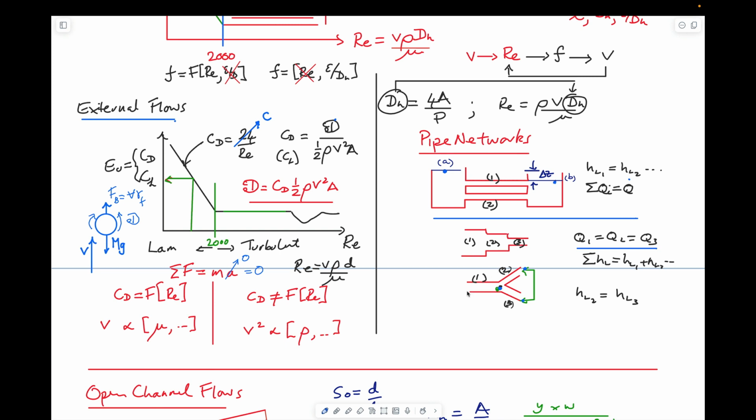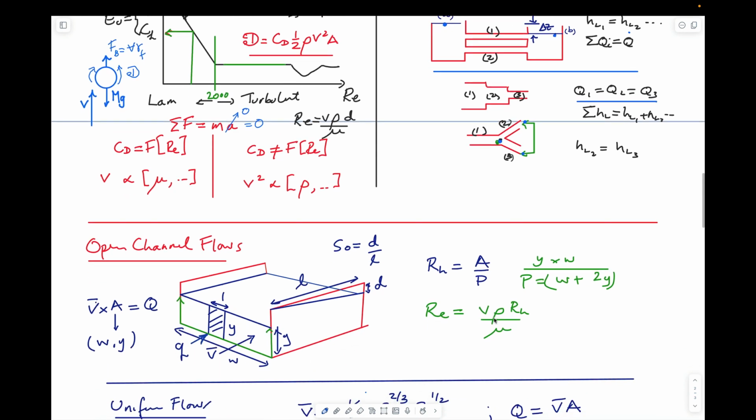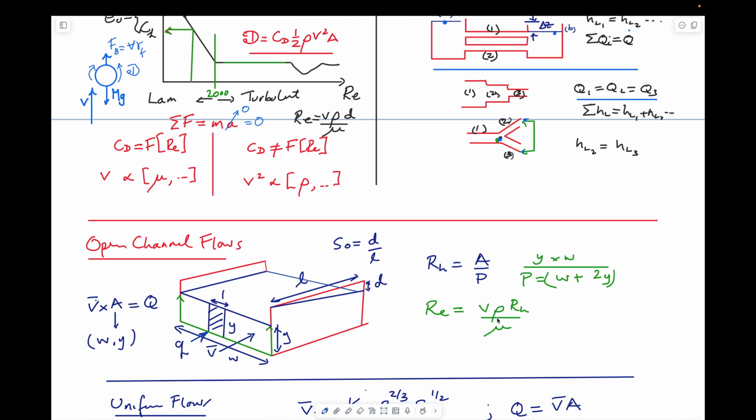And for branching pipes, you can write Bernoulli from the upstream tank to the downstream tank through either this route or through the lower route. So you end up with two equations. Since the first part of those two equations is the same, the head loss between this midpoint and the downstream tank have to be the same in this particular flow. And so you can solve for the system of flow in those conditions.